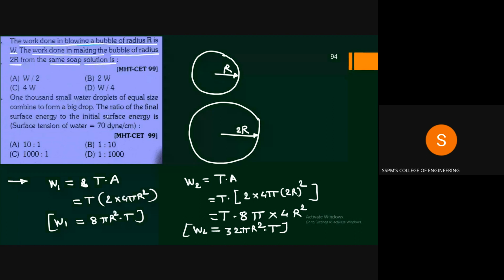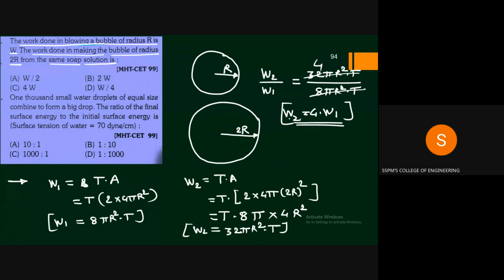So the question is, the work done in making the bubble of radius 2r from the same solution is, the new work done upon initial work done, this is equal to 32 pi r square into T divided by 8 pi r square into T. So this is same. 8 4 is 32. So W2 is equal to 4 into W1. So this is the relation.